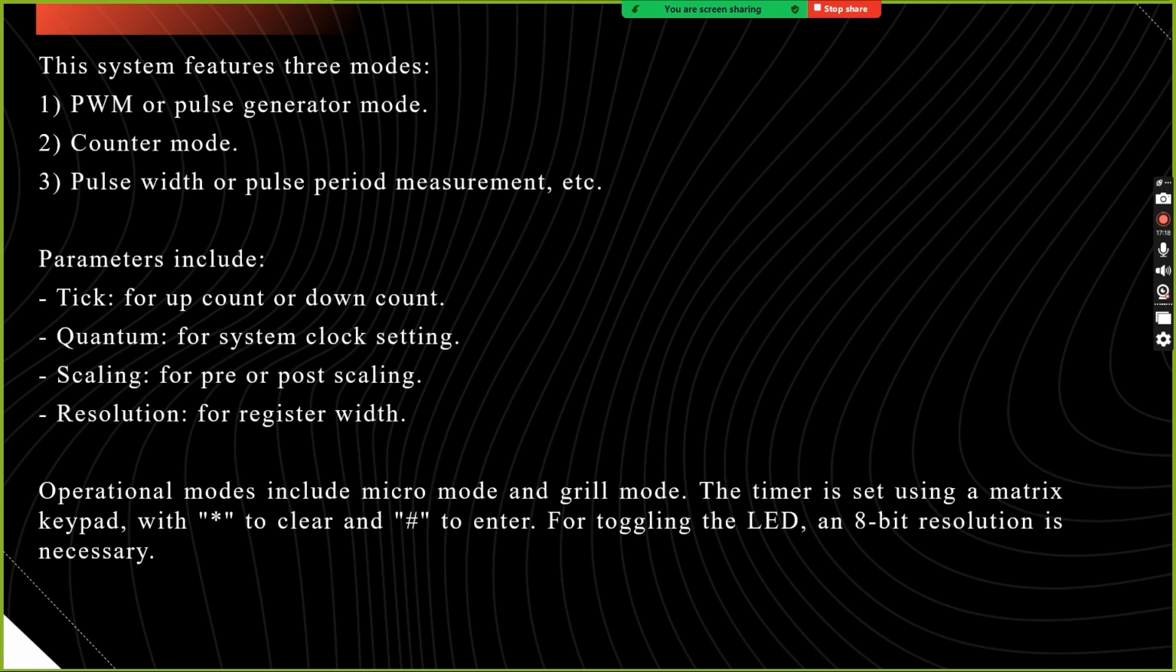The system features three modes: PWM or pulse generation mode, counter mode, and pulse width or pulse speed measurement. Coming to the included parameters, tick for up or down count, quantum for system clock setting, scaling for pre and post scaling, and resolution for register width. Operational modes include micro mode and grill mode. The timer is set using a matrix keyboard, with star (asterisk) to clear and hash to enter. For toggling the LED, an 8-bit resolution is necessary.